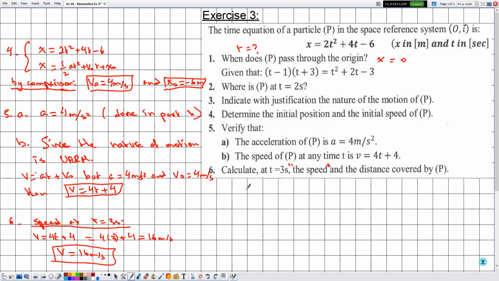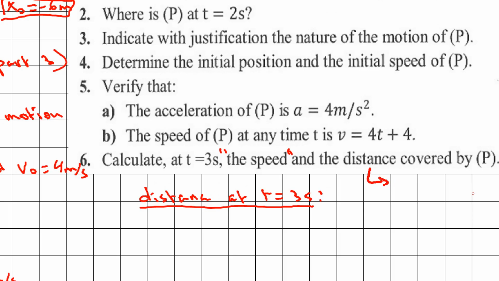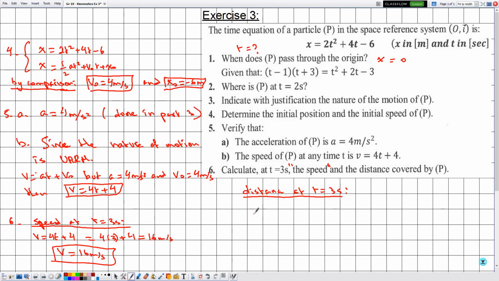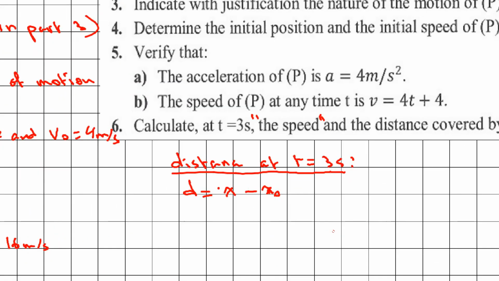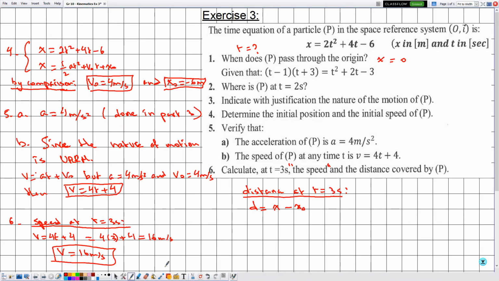Now as for the distance at t is equal to 3 seconds. Here we need to be very careful because the distance is given by d is equal to x minus x0, not just the position. So we need to calculate d is equal to x minus x0. We know the value of x0 to be given by -6. It is left to determine the value of x at t is equal to 3. So first, let's determine the value of x at t is equal to 3.